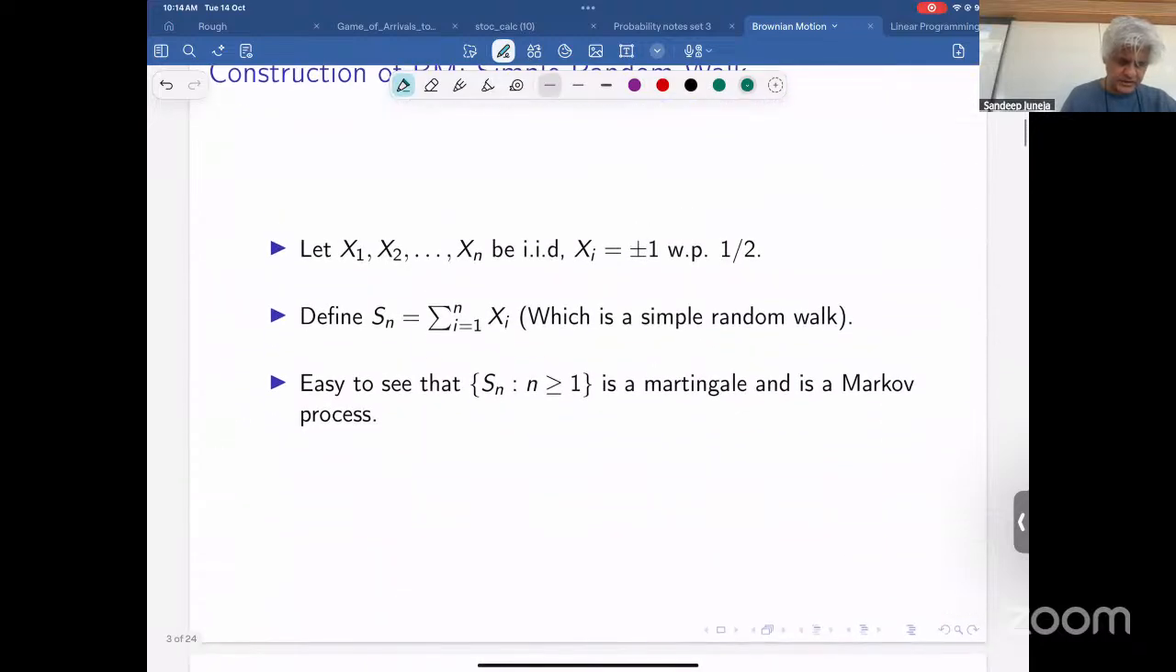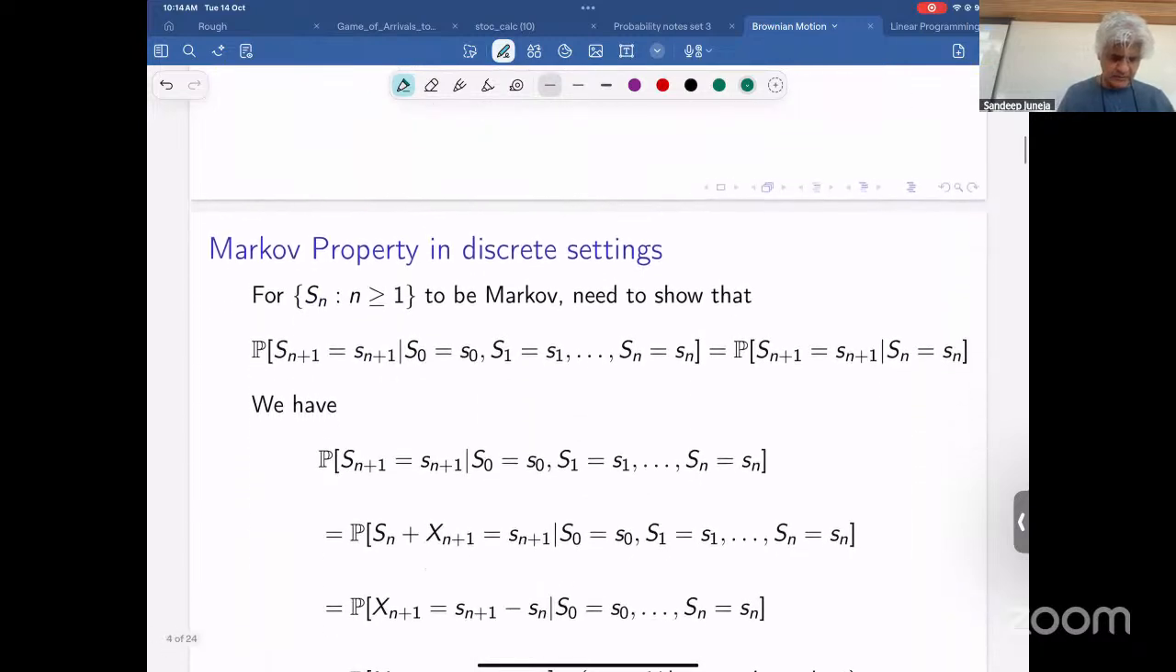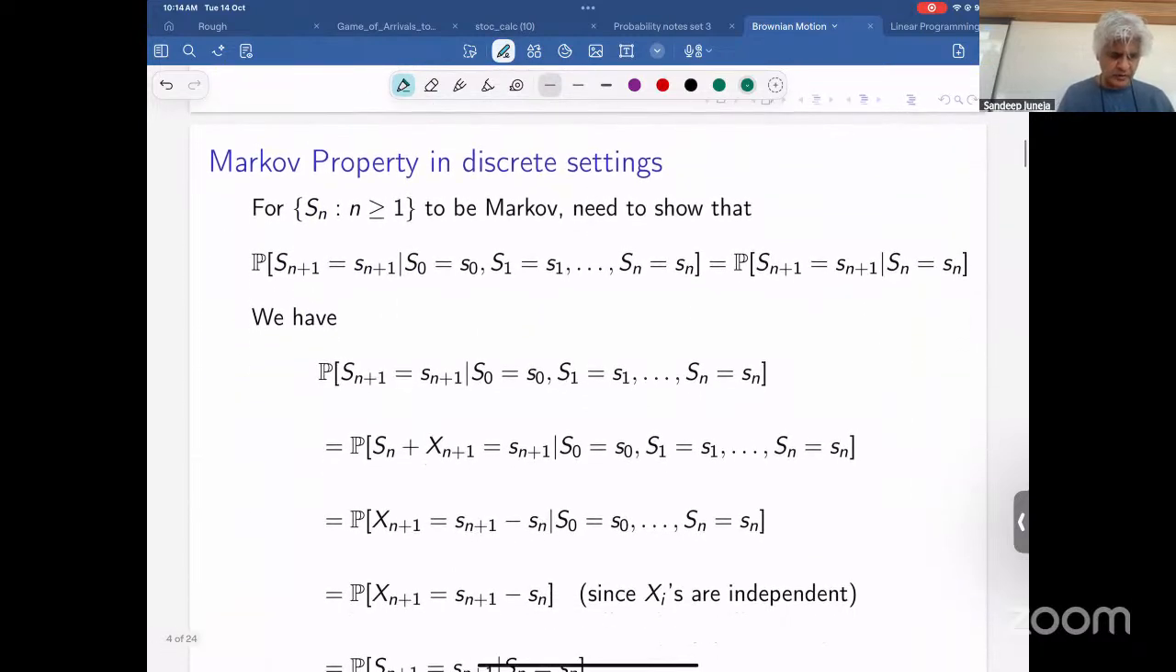The simple construction we did was, we said let's start with a simple symmetric random walk. So xi takes value +1, -1 with probability half. Look at the sum. It's a nice random walk. It's also a Markov process. And we discussed what being a Markov process means. Let's just go through that one more time.